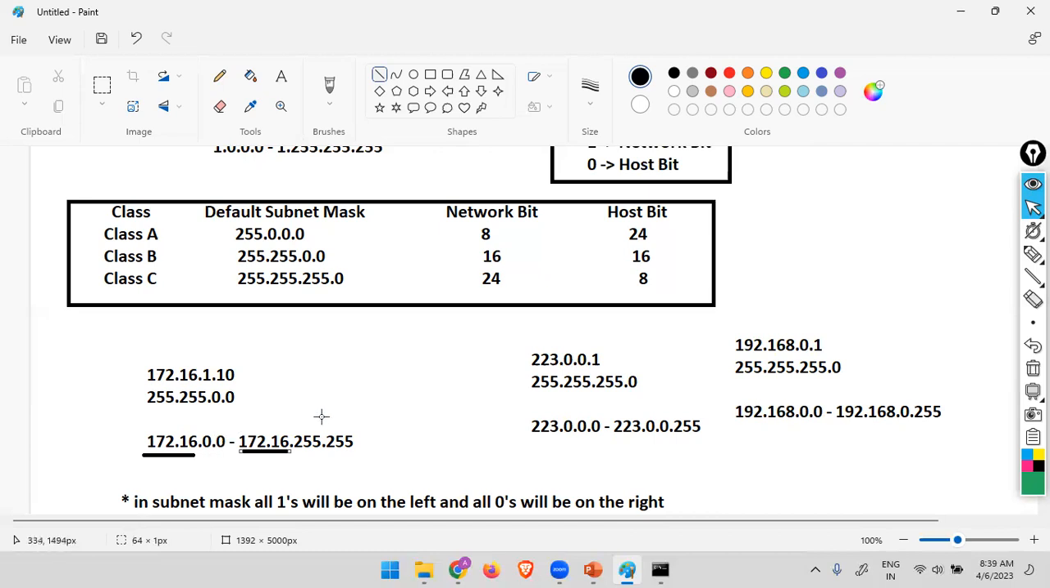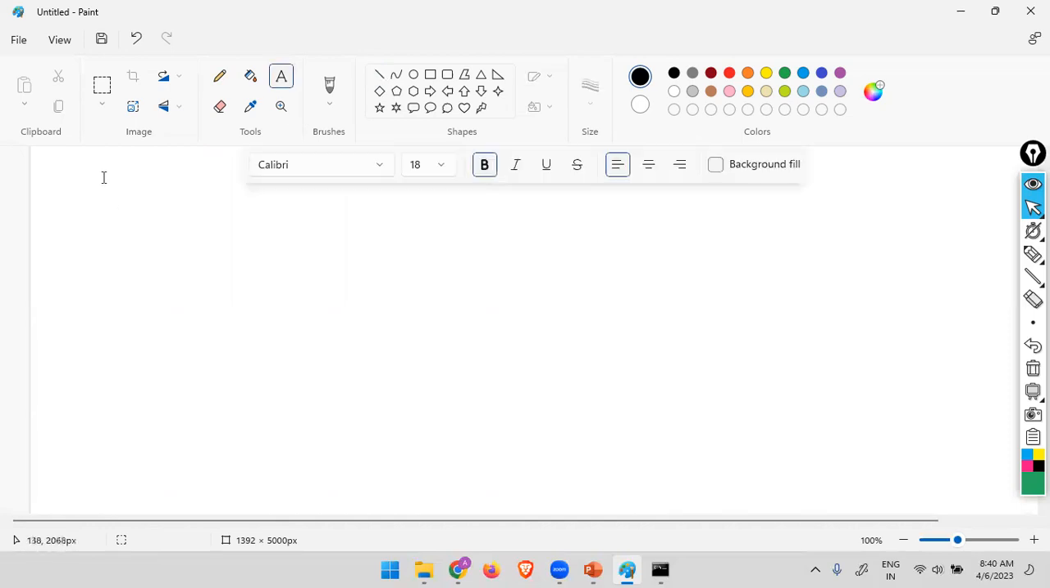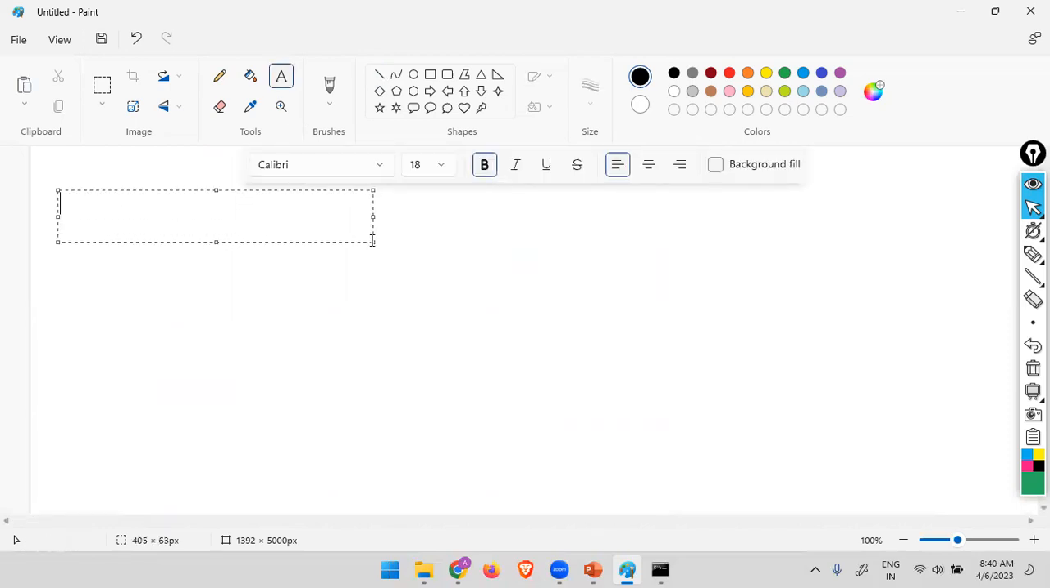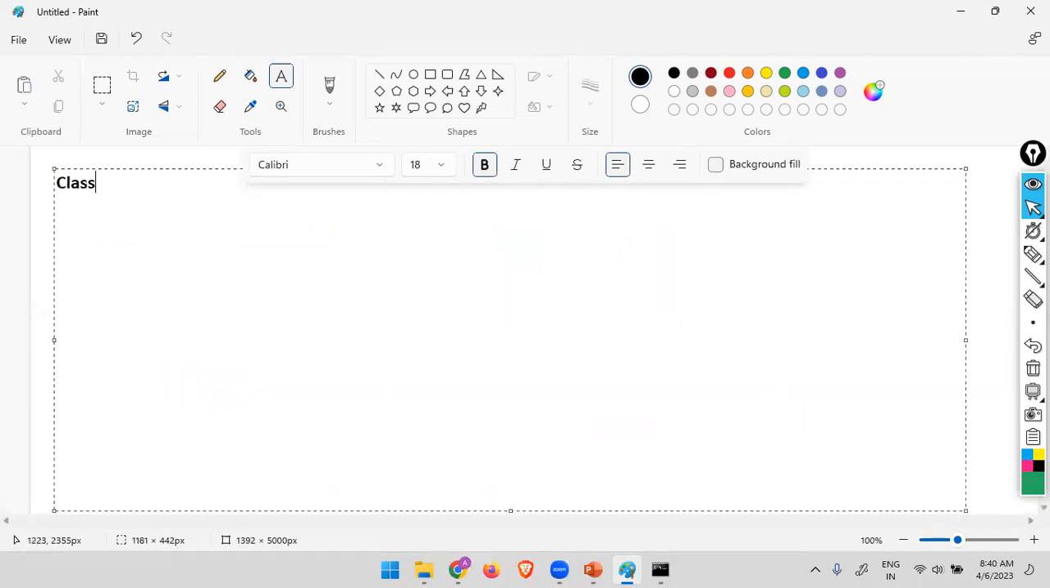If it was 0 to 255, we can say 256. But now this will go multiple times. How many times? 256 times. So this thing we need to calculate. First of all, let's go with class A. If I go with class A, how many network bits are there? 8. How many host bits are there? 24.